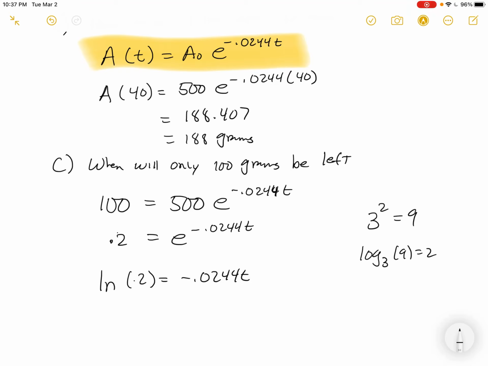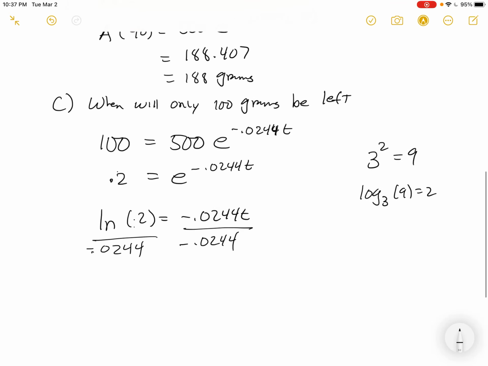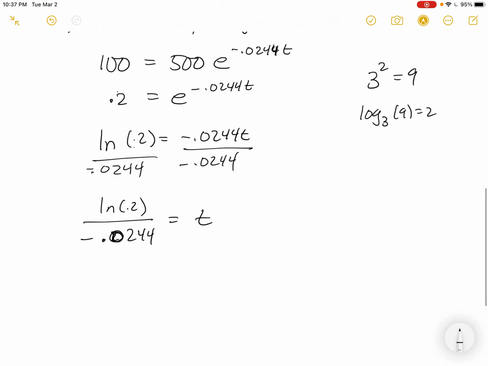We could also apply logs to both sides. There's a couple of ways for somebody to visualize this. But what if we just said, let's just change this to its log statement. Log base e of 0.2 is equal to the exponent. Why do that? Because now I can get to the exponent by dividing both sides by negative 0.0244, right? So now we have ln of 0.2 divided by negative 0.0244 is equal to t. Some great algebra here.